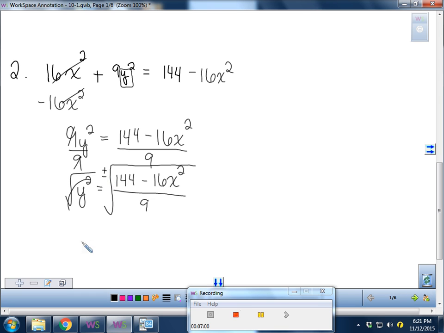You've got to have the plus and the minus, okay? So I've got y equals plus or minus the square root of 144 minus 16x squared all over 9. So this is the square root of this entire fraction. Don't forget you have to have the plus or minus out front.